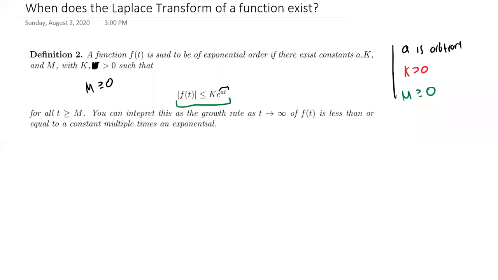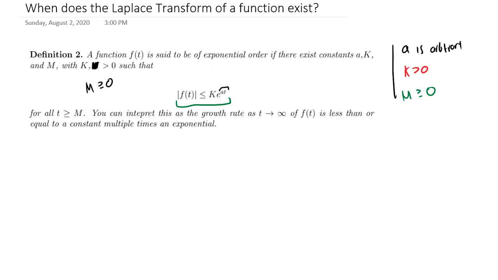Hello, class. So in this video, we're going to continue on section 6.1. In the previous video, we introduced this notion of a function being of exponential order. What did it mean to be of exponential order? In practice, it meant that your function grew at most as fast as a constant times an exponential. That was just telling you something about the growth rate of the function.